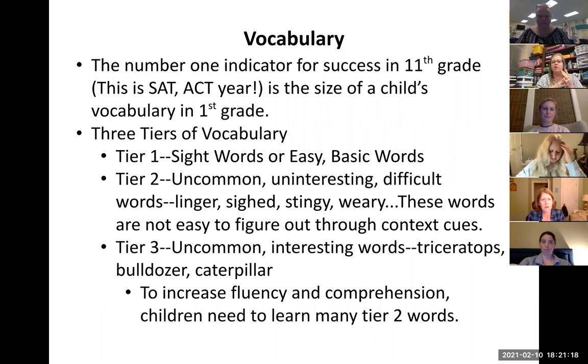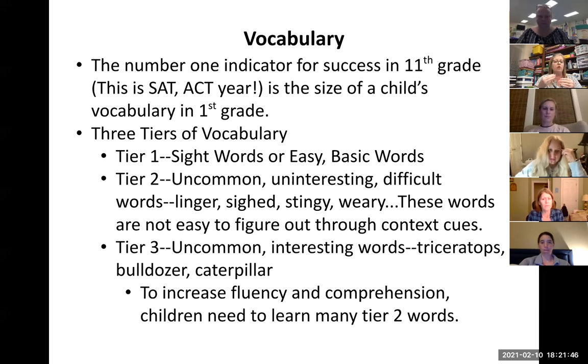So tier 1 is those really easy sight words, easy basic words. Tier 2 is your uncommon, uninteresting, but difficult words. Things like linger, sigh, stingy, weary. These words are not easy to figure out when you're reading, even with context clues. You can read and read and read, but if you don't know what those words mean, you're probably not going to be able to figure it out from the words around it or from the pictures.